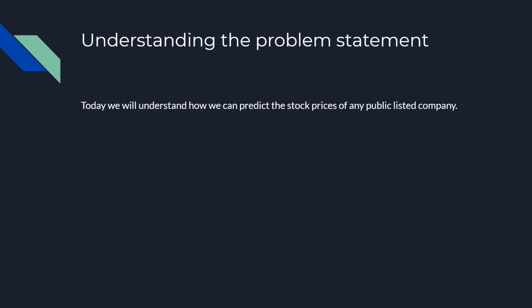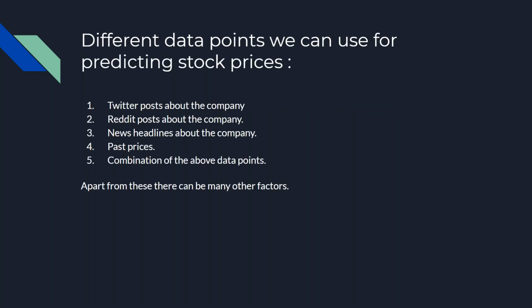Moving on, let's understand our problem statement very clearly. Our aim for today is to predict the stock prices of any public listed company. So what are the different data points which we can use for predicting the stock prices? First of all, we can scrape Twitter and find the posts about the company. Similarly, we can do it for Reddit posts. Similarly, we can do it for news headlines about the company. And after scraping these posts, we can use natural language processing and sentiment analysis to do the prediction.